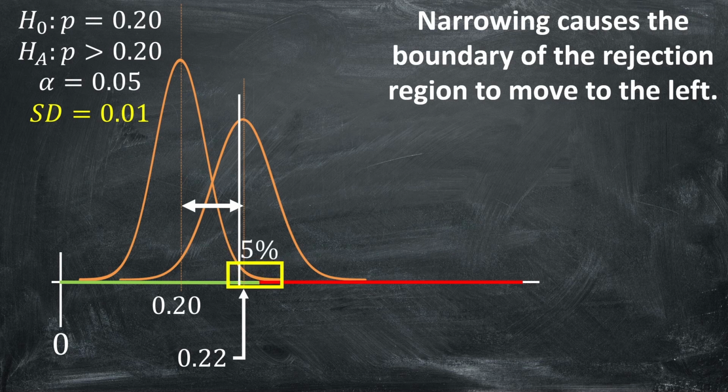But notice that when that boundary moved to the left, now the rejection region has changed. And so now the probability p hat will be in the red zone, given that the true distribution is the one on the right, that probability is now bigger than 50%. And so power increased. Increasing the sample size increased the power of the test.